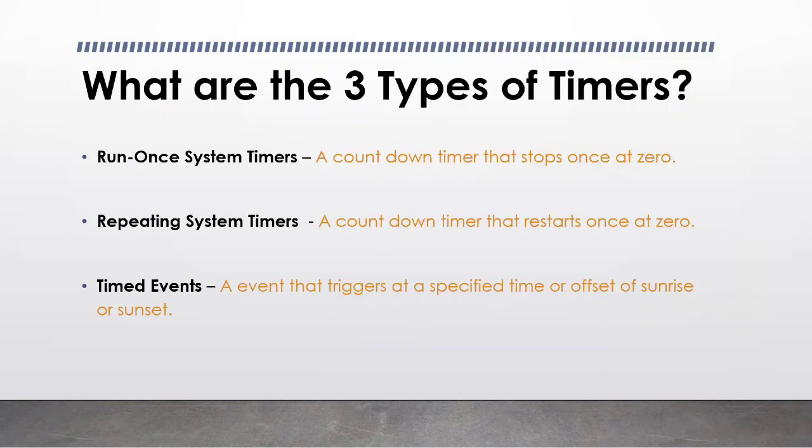What are the three types of timers? First, we have a run once system timer. It is a countdown timer that stops once it hits 0. A repeating timer is a countdown timer as well, but it restarts every time it hits 0. Repeating system timers continue to run in the background. They do not require anything to start them to run. They continue to run. Timed events are triggers that are at a specified time or offset of sunrise and sunset.